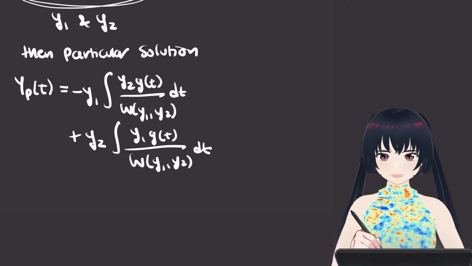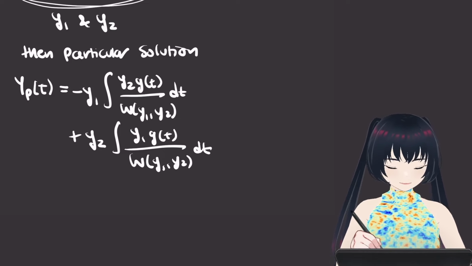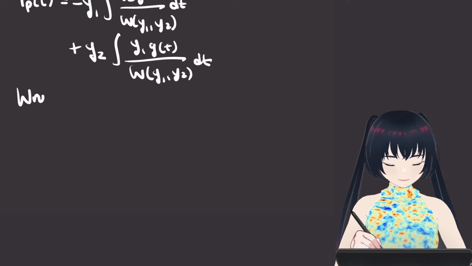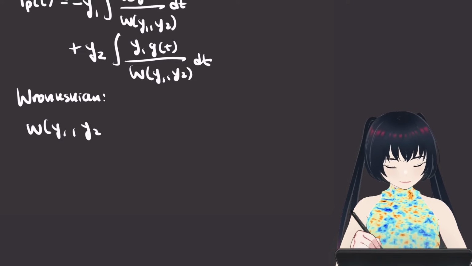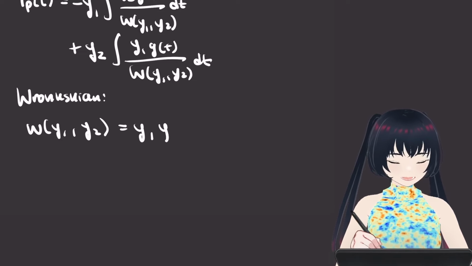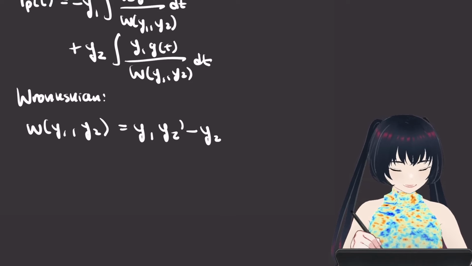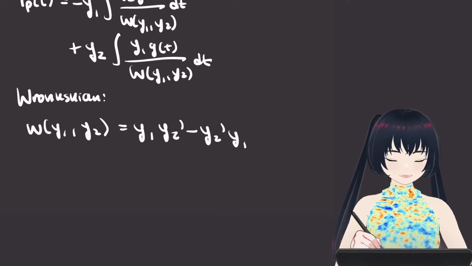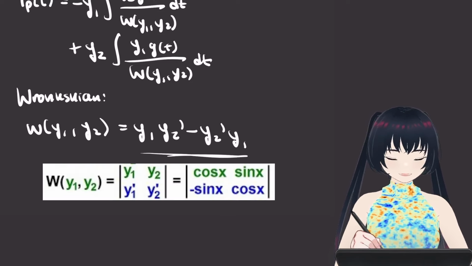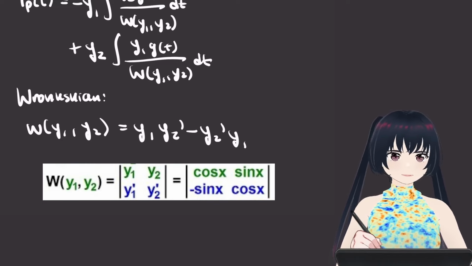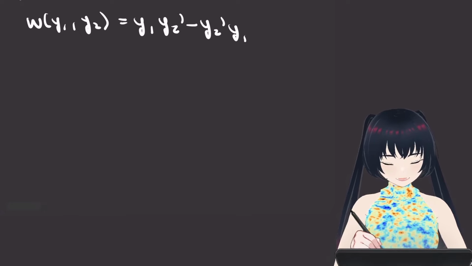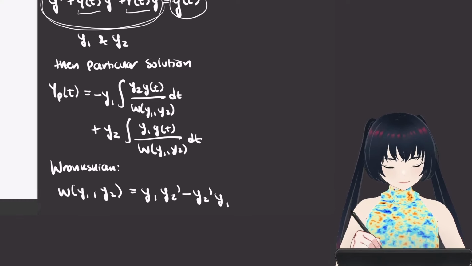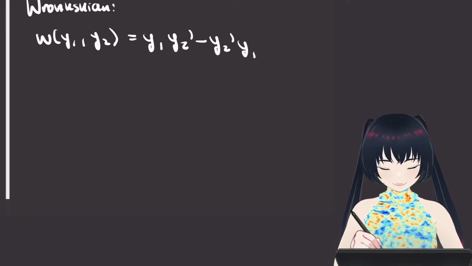Now the Wronskian sounds like an incredibly scary term, but it's simply described as y1 times y2 prime minus y2 times y1 prime. And this expression has to do with the way that you determine properties of a matrix. Now, with this crazy expression, let's go through a full example.